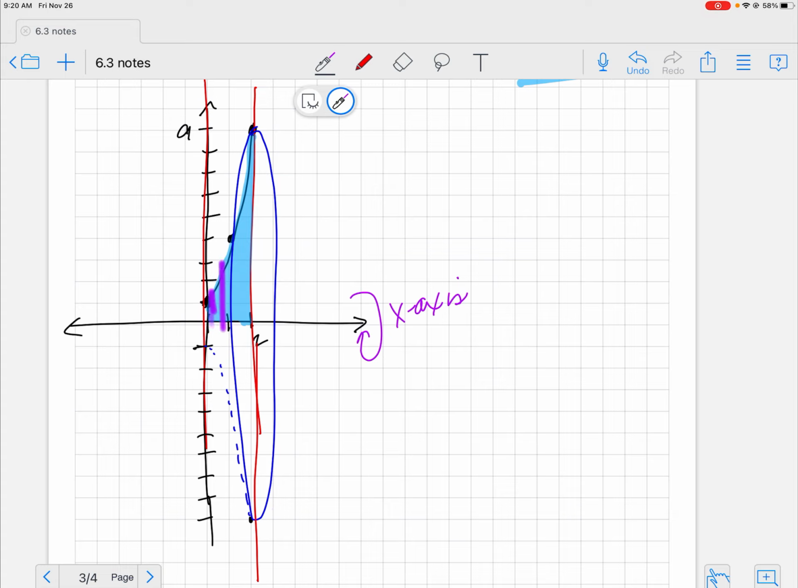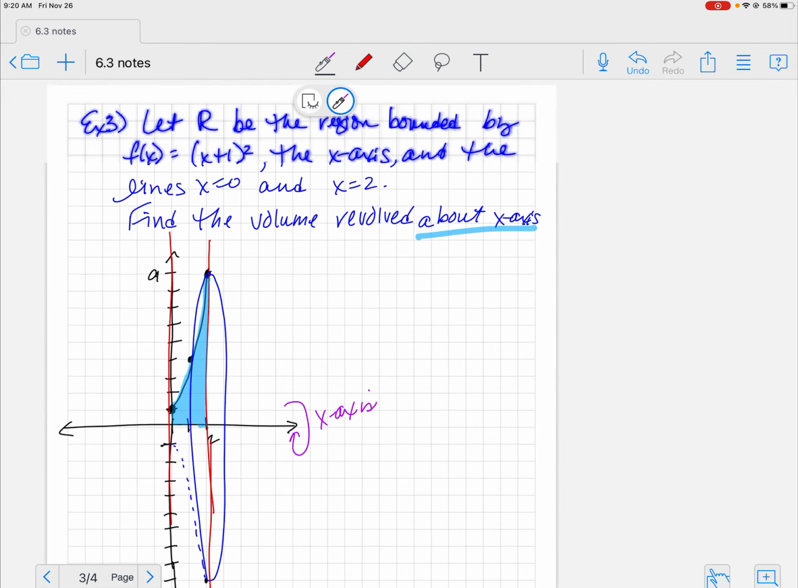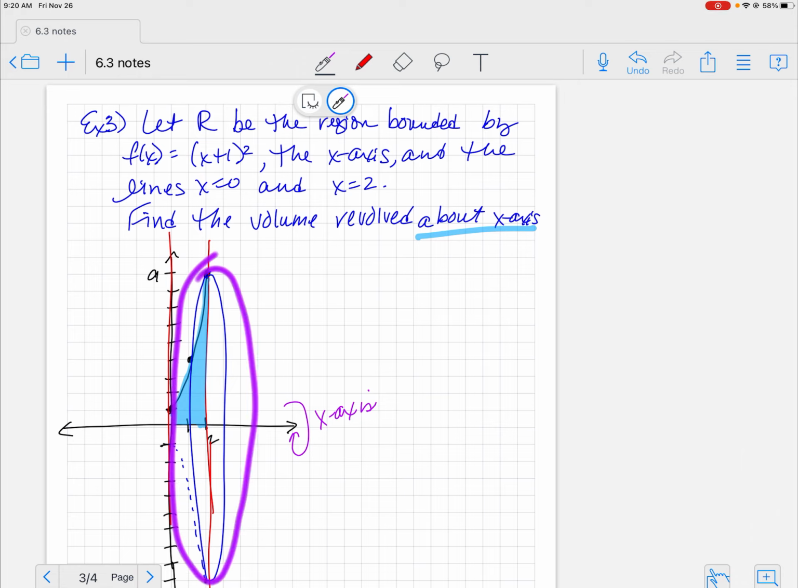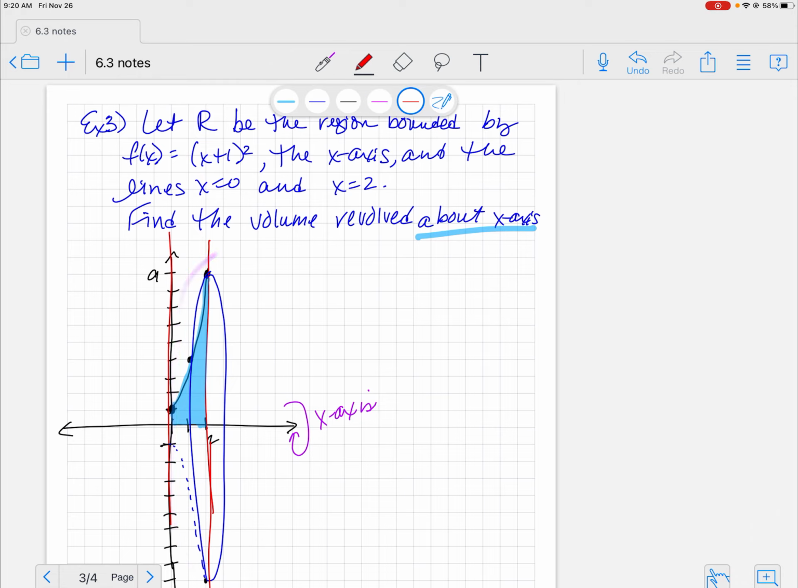So my radius of my circle is going to be all of these heights of my function. And I'm going from 0 to 2. So this is a circle. What's the area of a circle? Pi r squared. So that is going to help me whenever I make my integration. My volume here is going to go from 0 to 2 of pi. My radius is the height of my function. So that's where I'm going to get x plus 1 squared. That's my actual function.